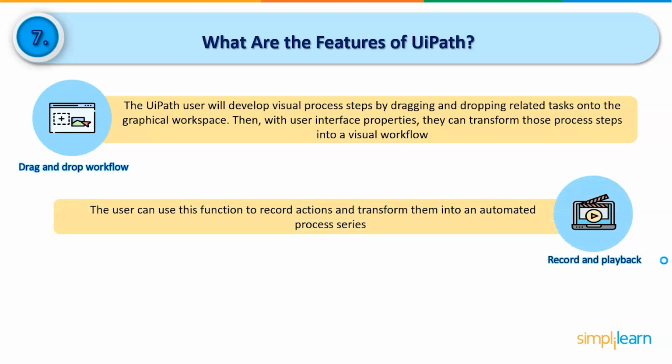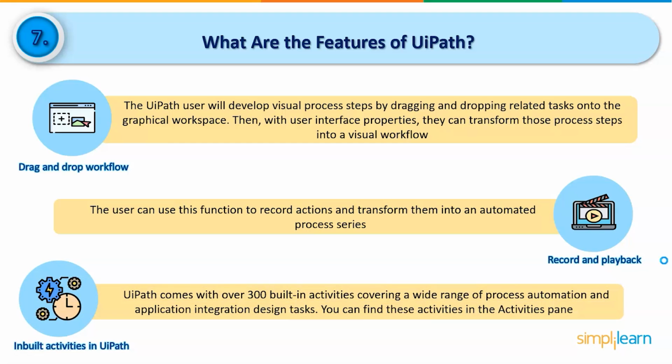Record and playback. The user can use this function to record actions and transform them into an automated process series. Inbuilt activities in UiPath. UiPath comes with over 300 built-in activities covering a wide range of process automation and application integrated design tasks. You can find these activities in the Activities pane, which covers most design tasks such as data extraction, data entry, and automation.